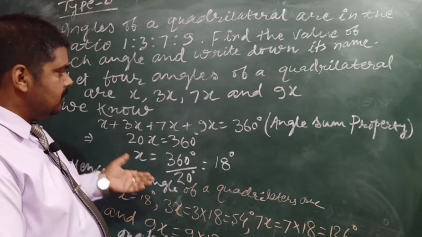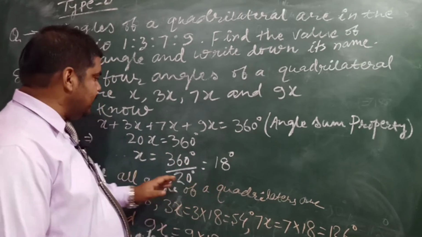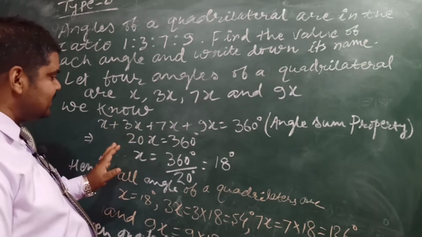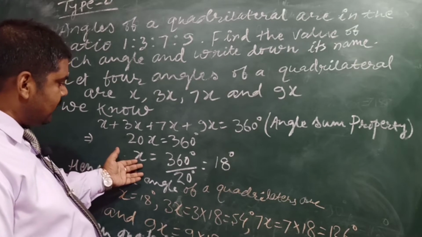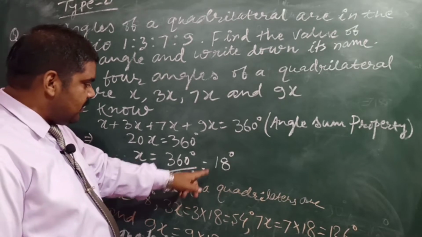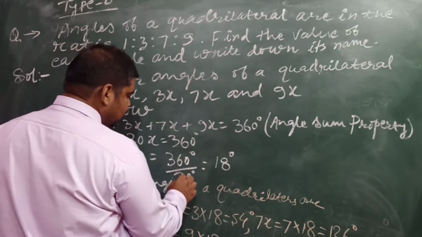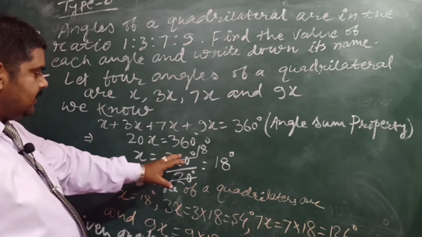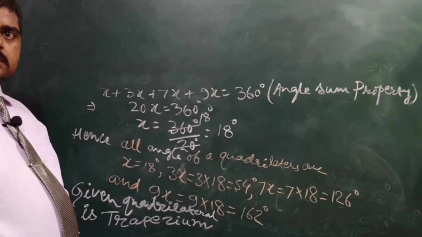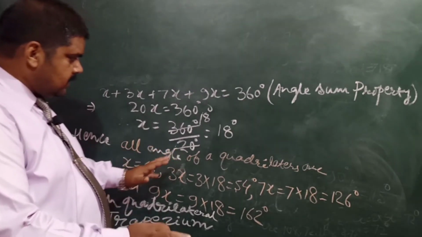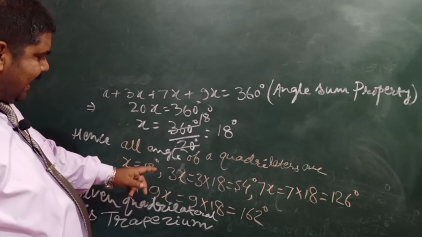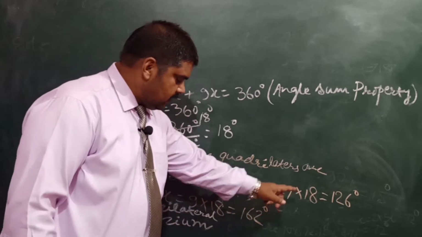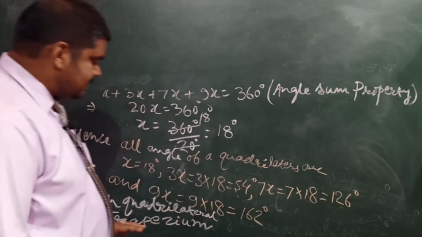By the angle sum property, you know very well that x plus 3x plus 7x plus 9x is equal to 360 degree. By doing the calculation, you get x is equal to 18 degree, because 360 upon 20, you may just cross-cancel, and the result is 18 degree. Now put this value to find all the angles of this quadrilateral. So the four angles are 18 degree, 54 degree, 126 degree, and 162 degree.